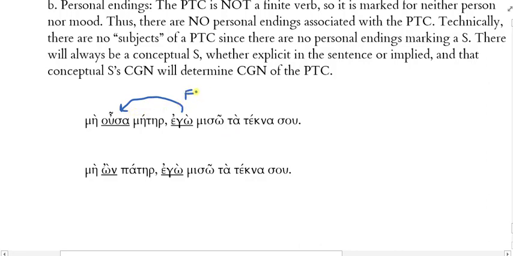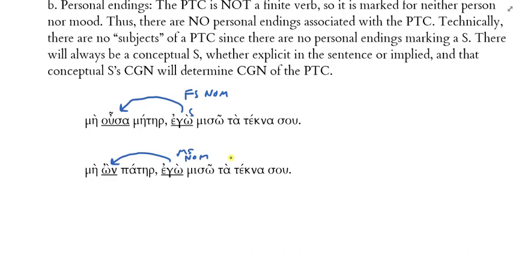Egō conceptually is feminine, singular, nominative here because it's the subject of misō, I hate. It's nominative. It's one I, and it happens to be a feminine I. Over here, mē ōn patēr, not being a father, egō misō ta tekna sou, I hate your children. Egō is also determining the case, gender, number here, but in this situation, the egō is masculine singular and nominative. You see how that works?